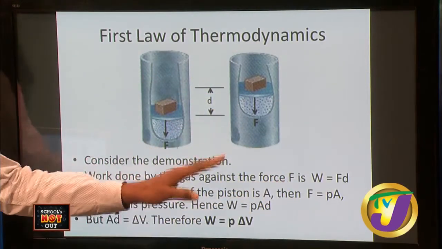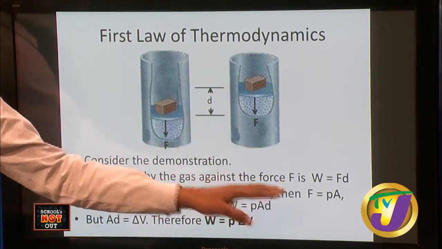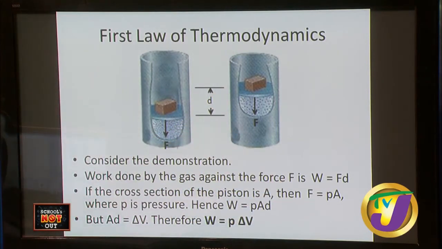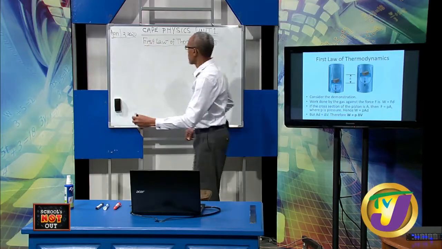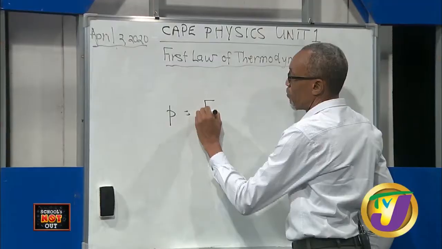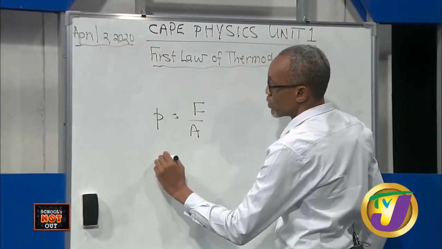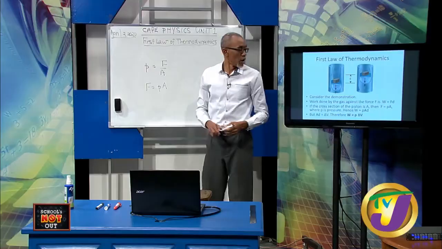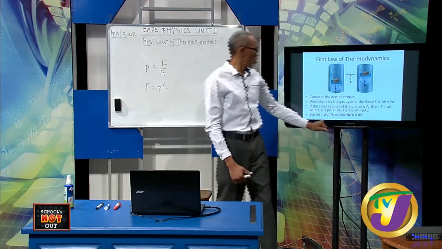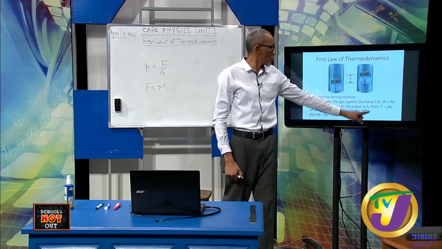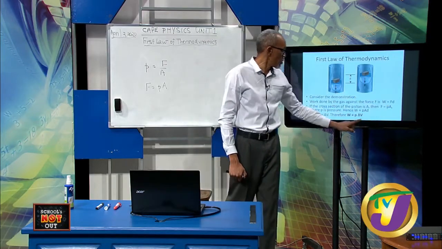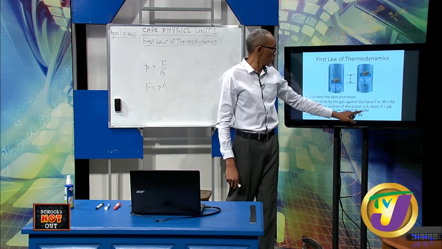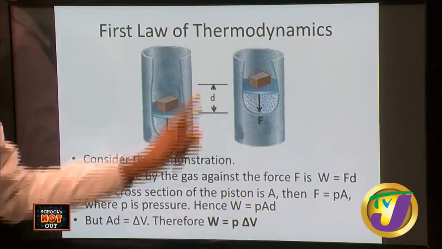But we know also that force is equal to pressure times area. You remember, pressure is equal to force over area, so that force would be equal to pressure times area. All right, so force is pressure times area, and then we substitute pressure times area for force in here, so we will get that work is equal to pressure times area times the displacement.